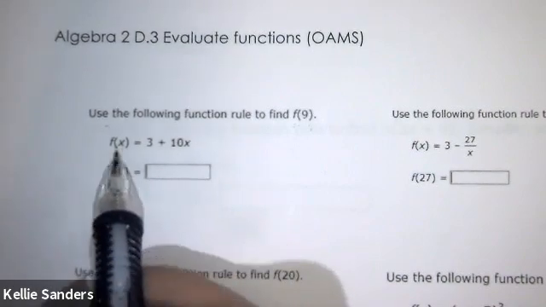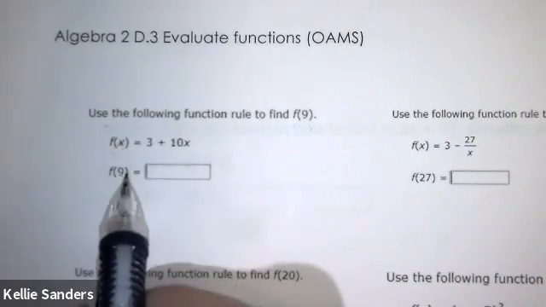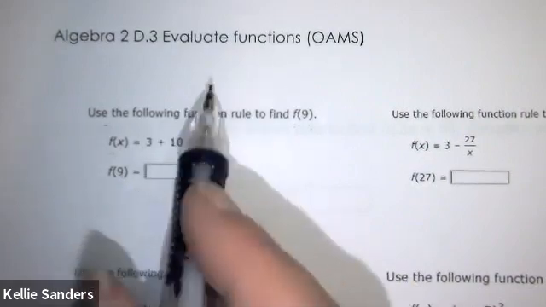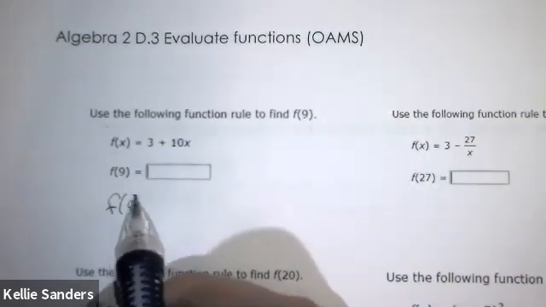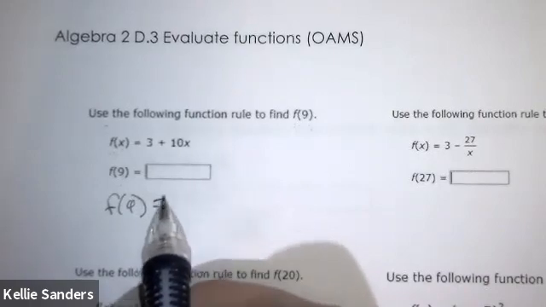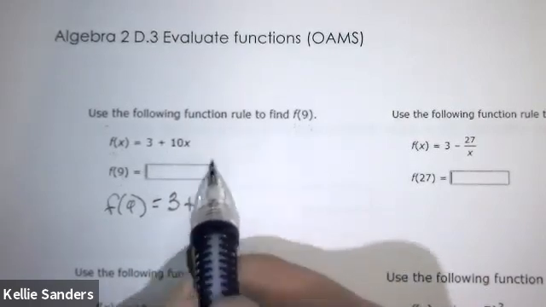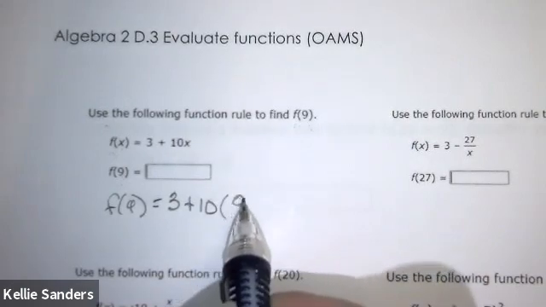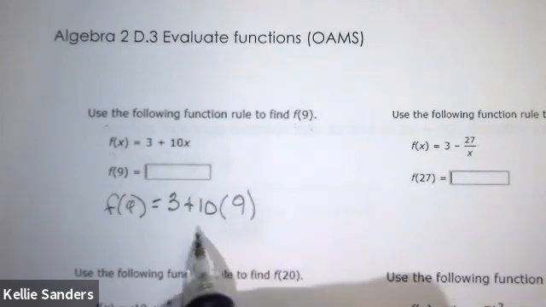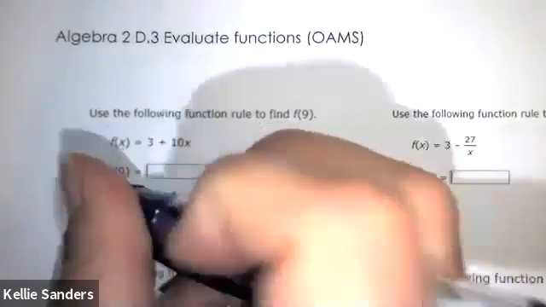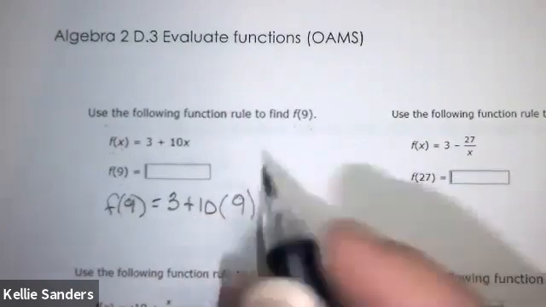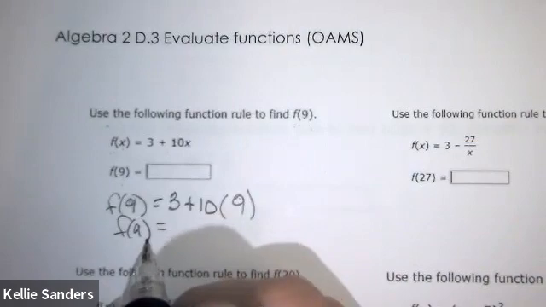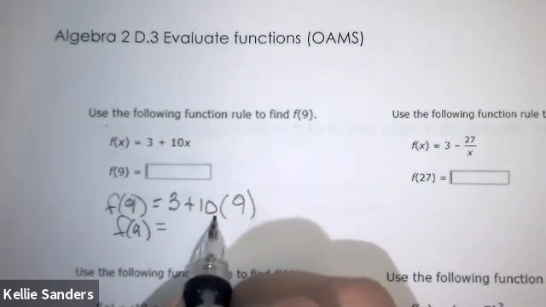The 9 did. So if 9 replaces the x here, then it's going to replace the x everywhere it is over here. So f of 9 equals 3 plus 10. There's an x. So instead of the x, I'm going to put a parentheses and I'm going to put a 9 in its place. Okay, now all you do, f of 9 equals, you do not add here, okay?